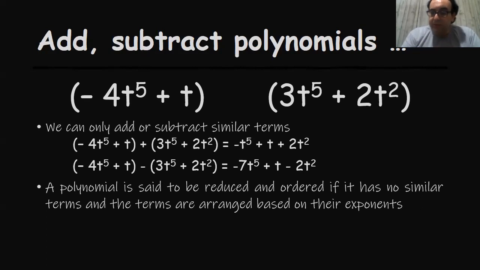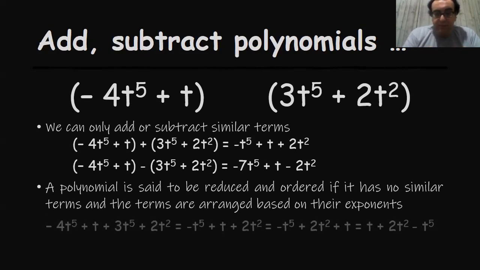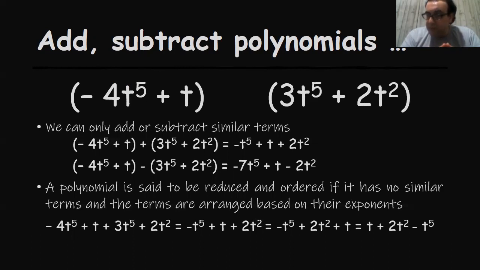A polynomial is said to be reduced and ordered if it has no similar terms and the terms are arranged based on their exponent. Minus 4t5 plus t plus 3t5 plus t squared is not a reduced polynomial because it has two similar terms, which are minus 4t5 plus 3t5. We can add them and we have minus t5 plus t plus 2t squared. This second polynomial is reduced because it has no similar terms, but it's not ordered because 5, 1, 2 is not the good order. We can order them by decreasing order, minus t5 plus 2t squared plus t, or increasing order, t plus 2t squared minus t5. All those are ordered and reduced.